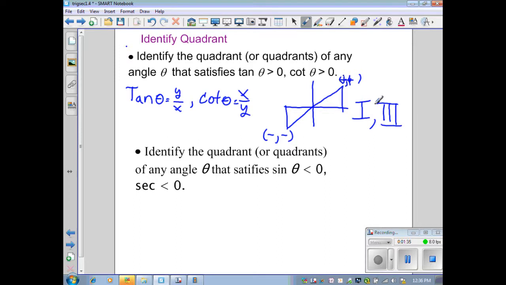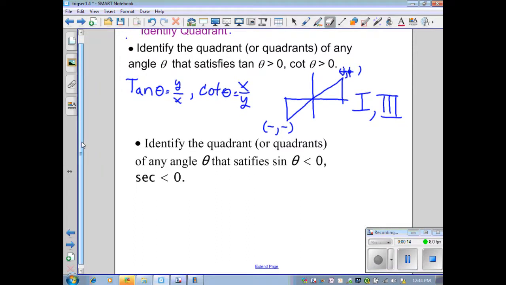If I used quadrant 2 and 4, either my x or y values would be negative, and that would give us a tangent or cotangent theta that would be less than 0. Let's look at my next example. It asks me to identify the quadrant or quadrants of any angle theta that satisfies sine theta less than 0 and secant theta that is less than 0.